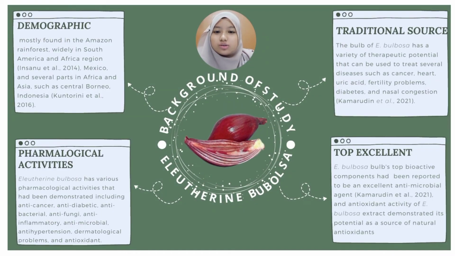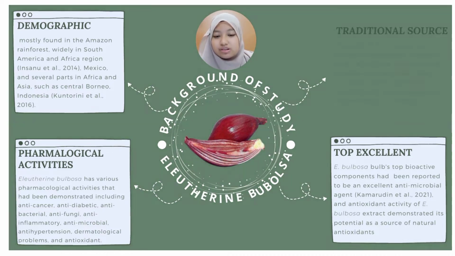Eleutherine bulbosa, or known as bawang dayak, is mostly found in the Amazon rainforest and some parts of Africa and Asia. The bark of bawang dayak is one of the traditional herbs usually used for therapeutic potential to treat people. E. bulbosa has a variety of pharmacological activities such as anti-cancer, anti-diabetic and more. Top bioactive compounds in bawang dayak were reported by Kamarudin in 2021 to excel as an antimicrobial agent and as a natural antioxidant source.